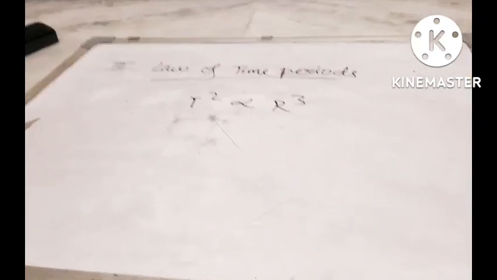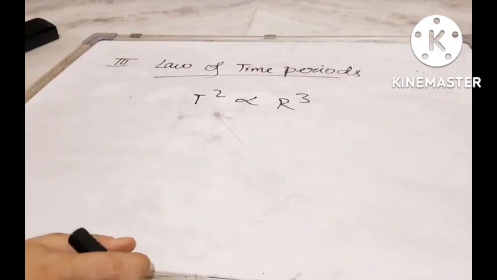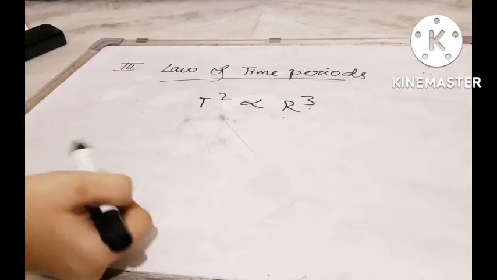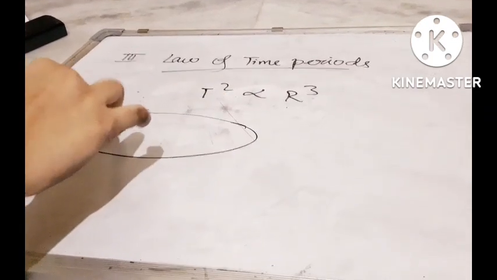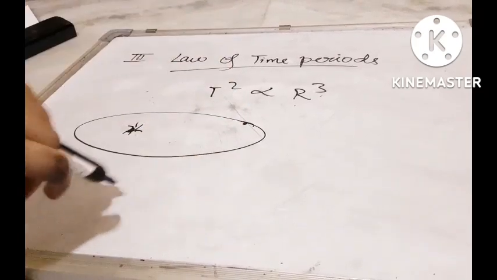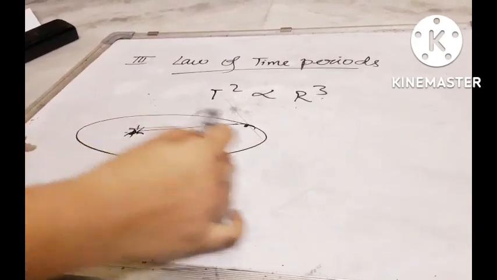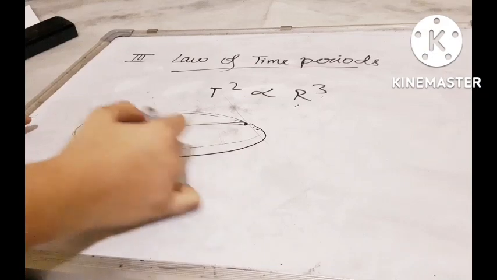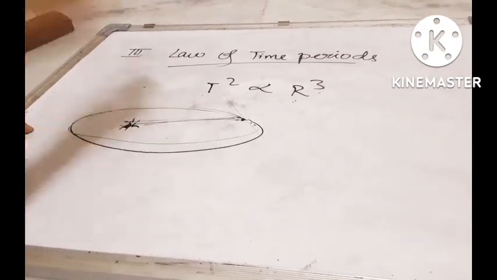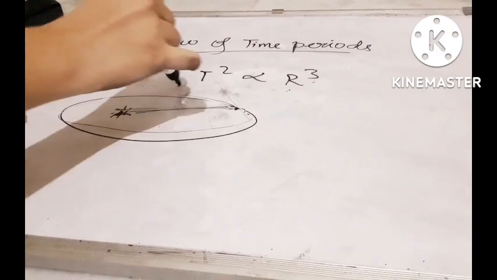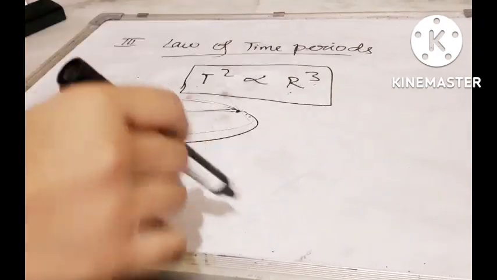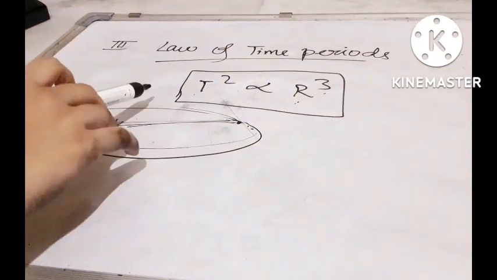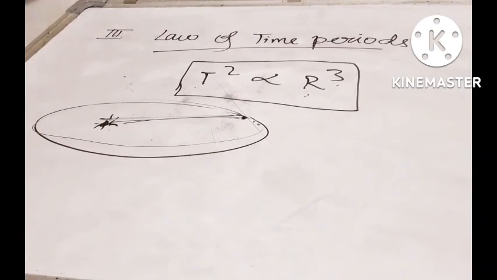So the third law of Kepler is the law of time periods, which states that the square of the time period is directly proportional to the cube of the distance. Suppose this was your ellipse, here is your sun and here is your planet, and this is the distance between the sun and the planet. We consider this distance as r, and the time it takes to complete one revolution we consider as t. So your equation is t to the power 2 is directly proportional to r to the power 3. The square of the time period is directly proportional to the cube of the distance between the planet and the sun.